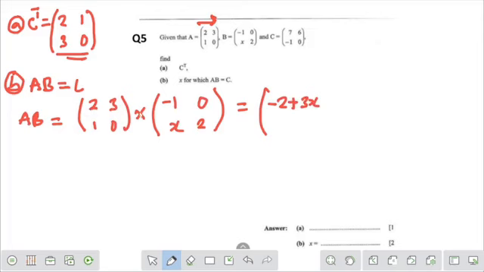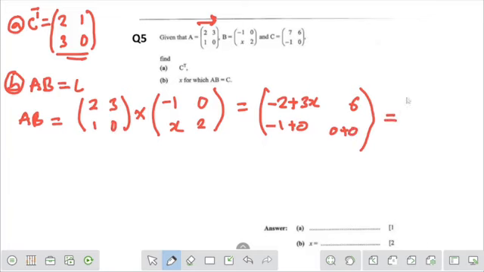Then row by column, 2 times 0 is 0, plus 3 times 2 is 6. So here we're just going to have a 6, you can cross. Then row by column, negative 1 times negative 1 is a negative 1, plus 0 times x is 0. Row by column, 1 times 0 is 0, plus 0 times 2 is also 0.